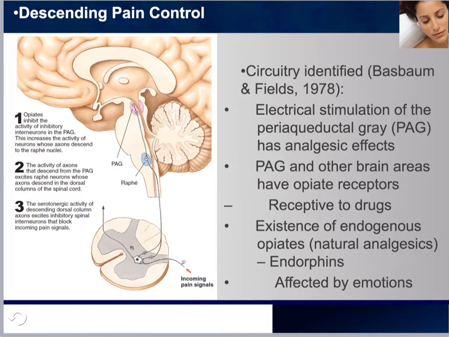We also know of the existence of endogenous opiates, which are basically natural analgesics, endorphins. Our endorphins, which are produced by your body naturally, are affected by your emotions. Going back to the gate control theory of pain, this allows individuals to withstand and tolerate pain more, depending on their emotions. In fact, there are various studies of individuals who are able to go through torture for religious reasons or for whatever other reason, simply by controlling their emotions.